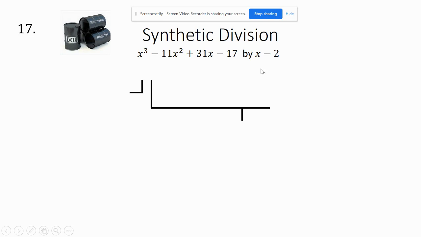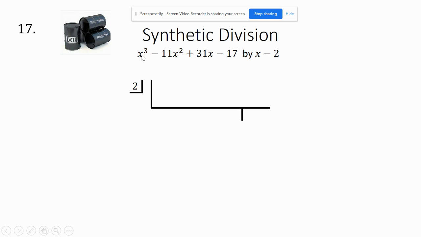And synthetic division will be this. See this x minus 2? Use its opposite. Synthetic division only works if you're dividing by a single term like x, with a coefficient of 1. And the first thing you do is write all your coefficients across your line right up here.